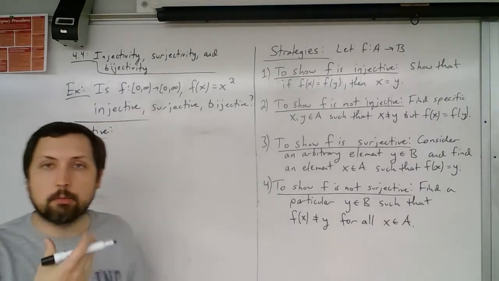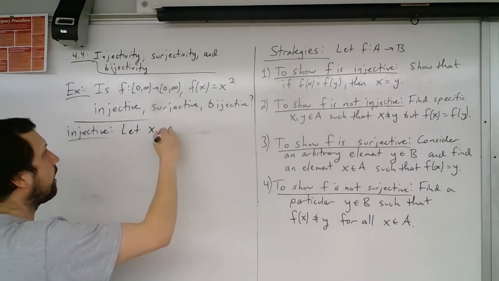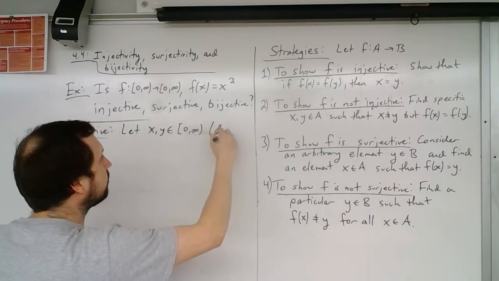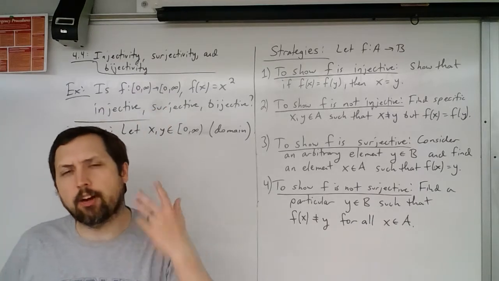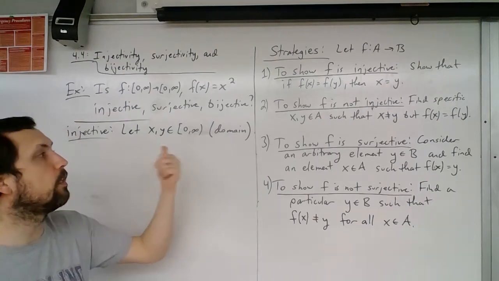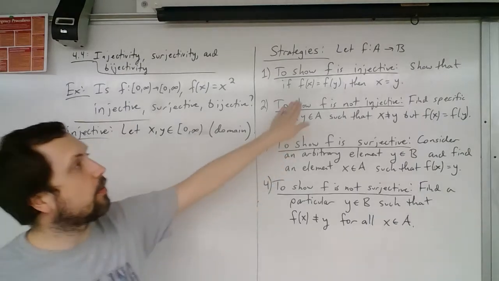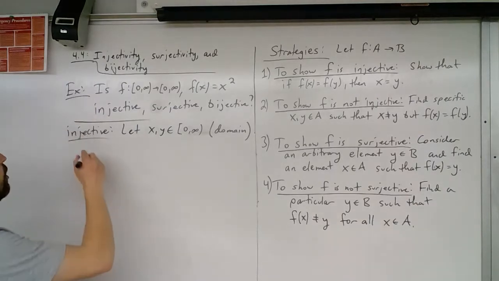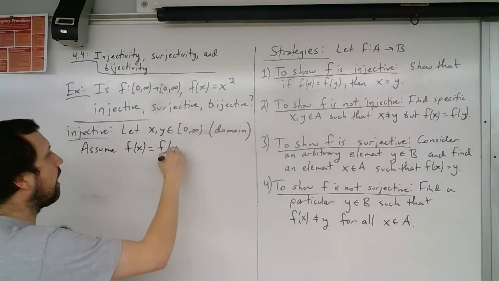So what this looks like is going to be much more like a proof, like I said. We're going to state here, let x and y be elements in 0 to infinity. I'm going to clarify that this is the domain, because the domain and the codomain are identical in this case, it makes it a little bit easier if you specify that these elements are a part of my domain. Then if we're just going to do a direct proof, we assume f of x equals f of y, and we're going to try to show that x and y are equal.